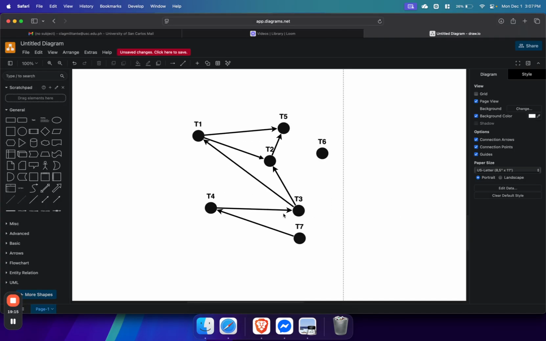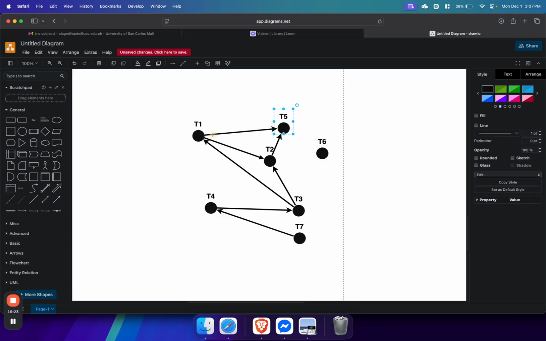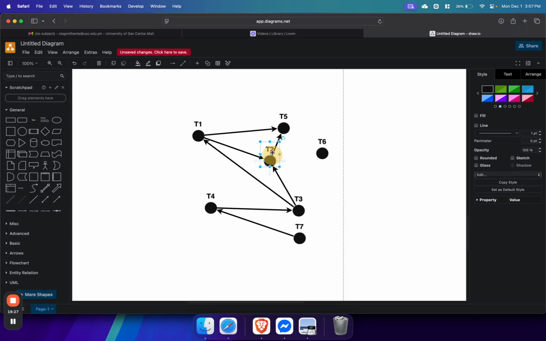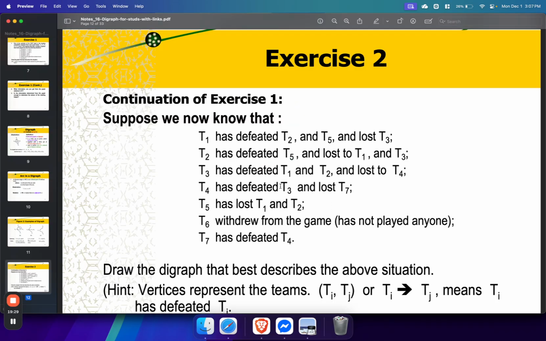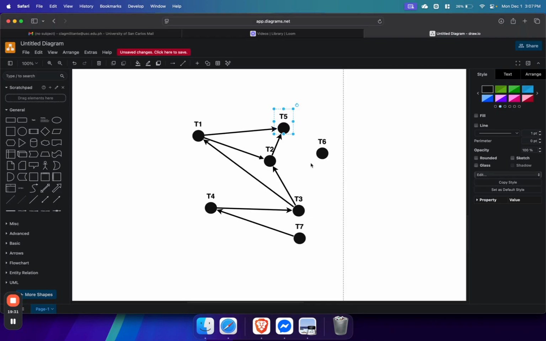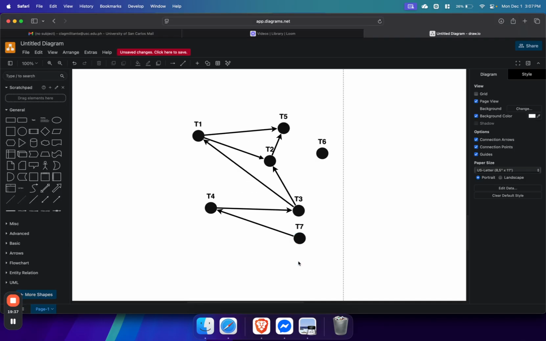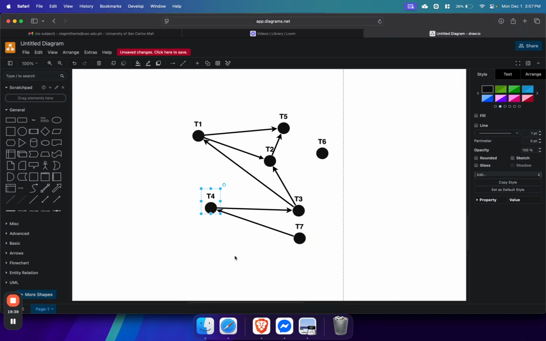Team 5 has lost to Team 1, correct? Because Team 5 is the head, this is the tail. So T1 beat T5, or T5 lost to T1. And also lost to T2, which is this representation. T6 has withdrawn from the game, so naara na siya diha, very lonely. And T7 has defeated Team 4, which is what is represented here.